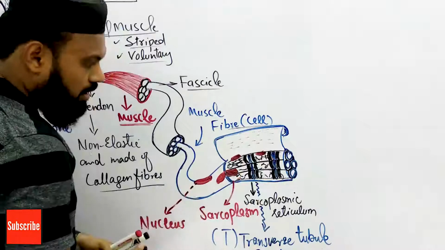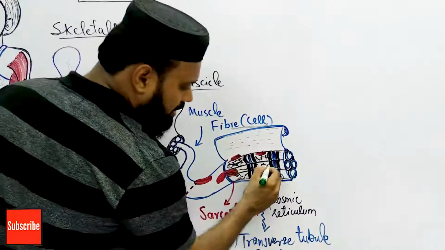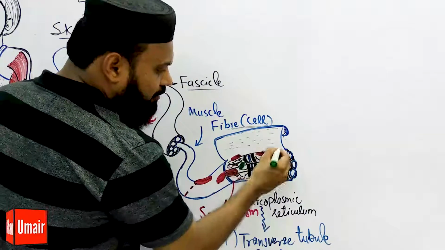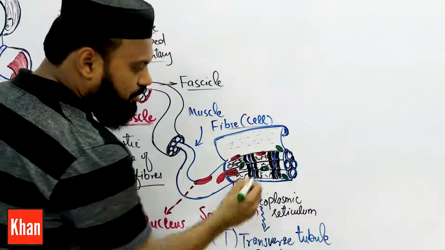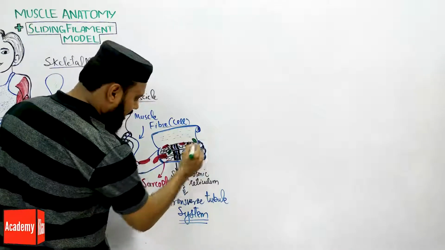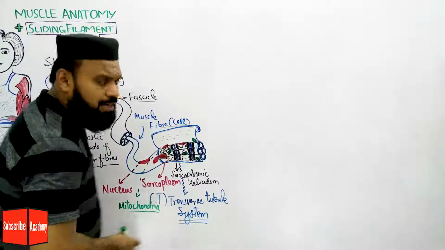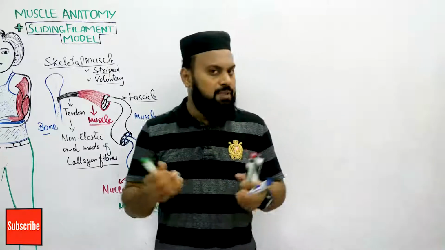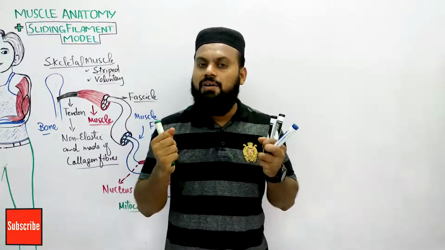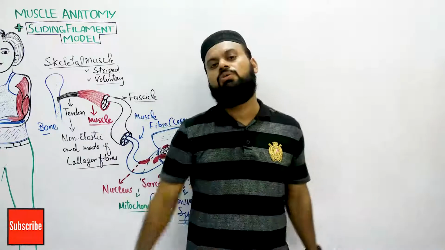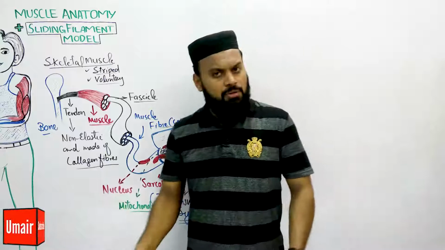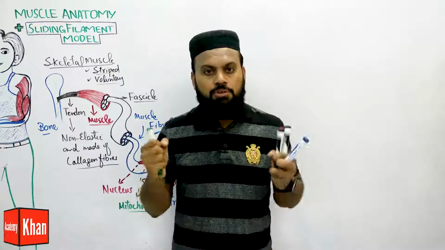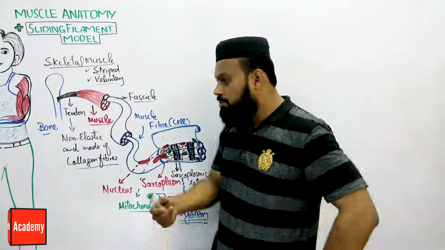So just label them, and you know a very important structure which is called mitochondria. Mitochondria are basically for the production of ATP. So mitochondria are also here. We label it. There are many mitochondria in the cell. Muscles are used for movement, and for movement there is a need for a high concentration of energy. So mitochondria play the role to produce ATP, and in this sense ATP will provide energy to the muscle to move on.